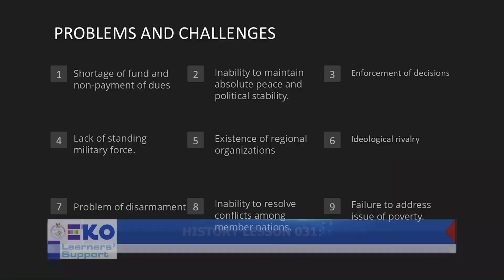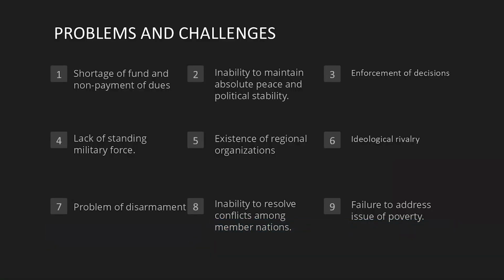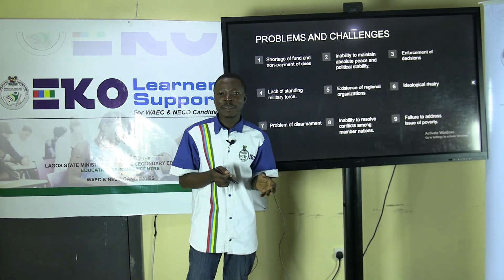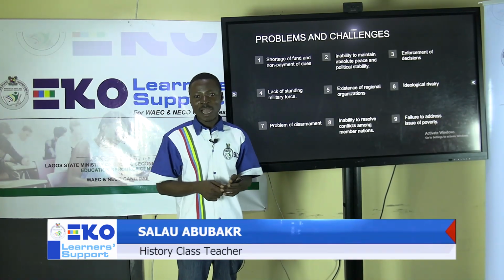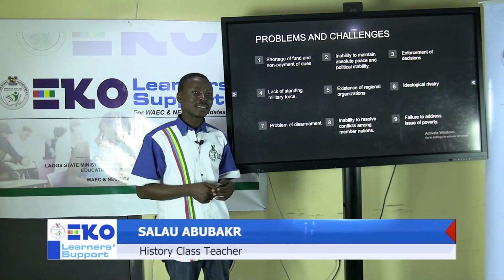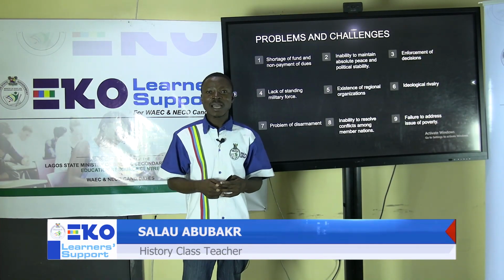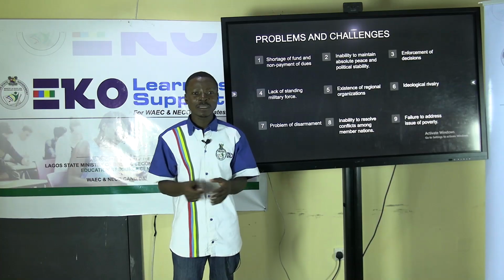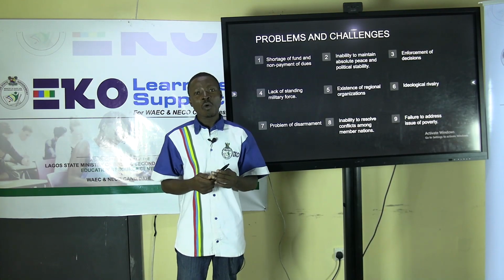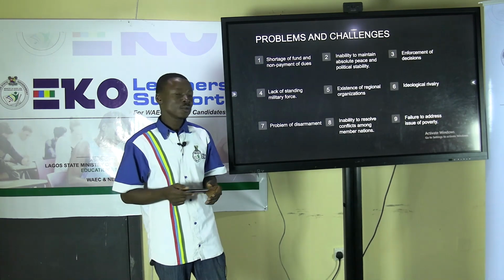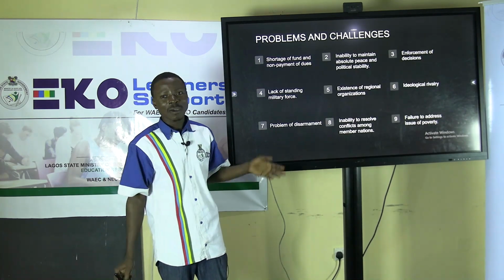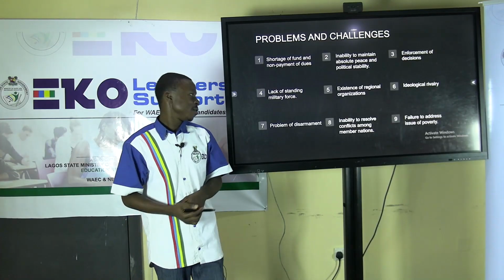And also we look at the ideological rivalry, most especially at the inception of the organization. The ideological rivalry between the United States and the USSR, which is now Russia, while one is capitalist and the other is socialist, and the rivalry between these countries even led to the Cold War that ended in the 1990s.